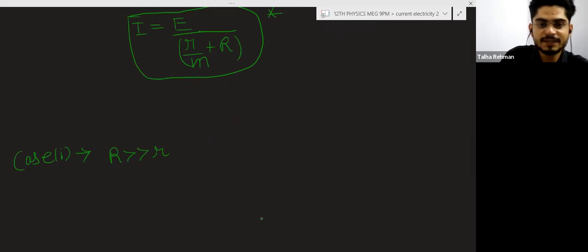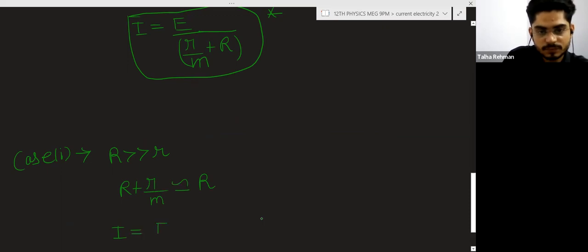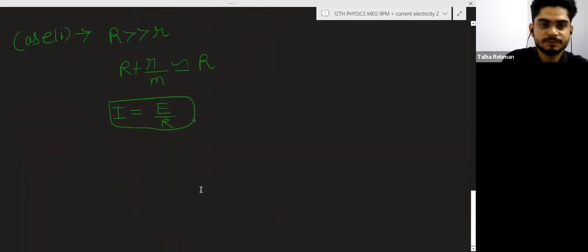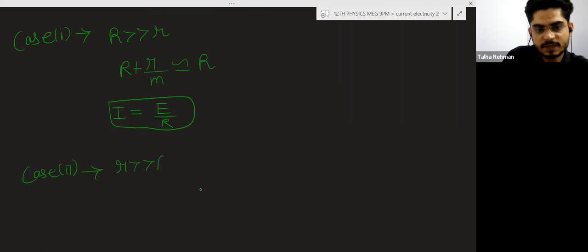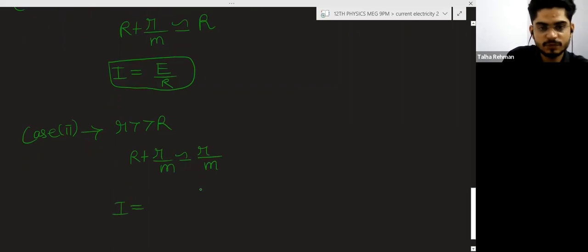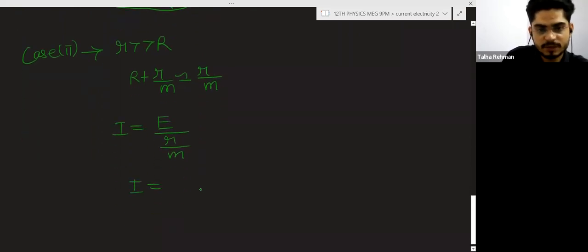So if R is much greater than r, then you will write R plus r by m approximately equal to R. Then current will be E by R only. Second case. If the internal resistance becomes much, much larger than R, then R plus r by m is approximately written as r by m. So you can write I is equal to E divided by r by m. This m will go in the numerator. This will become m E divided by r. And this is the maximum current.